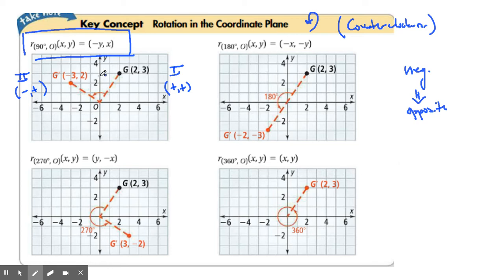All right, so let's take a look at this example in Desmos Geometry just to verify.